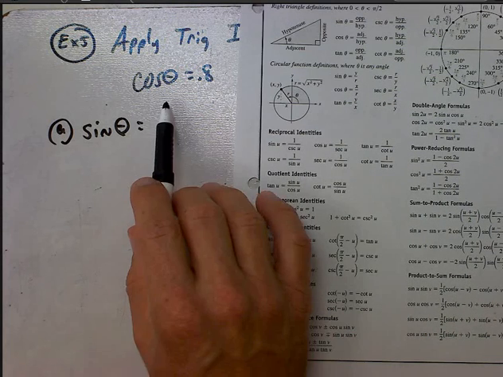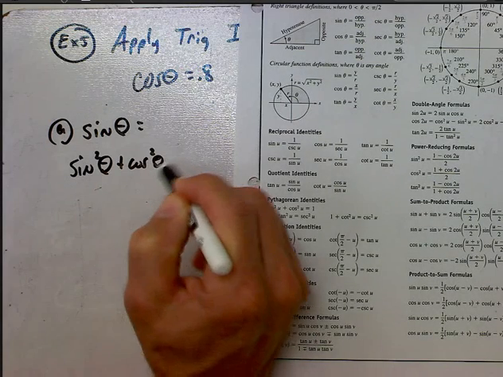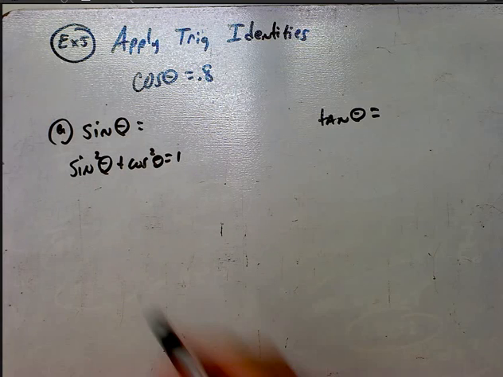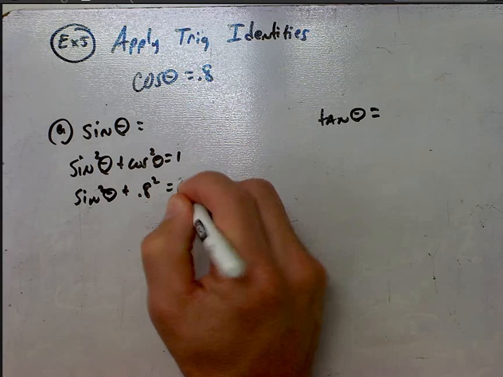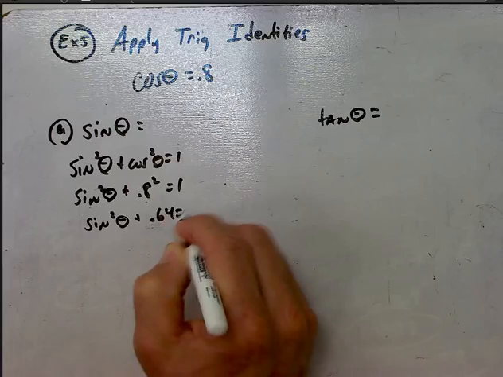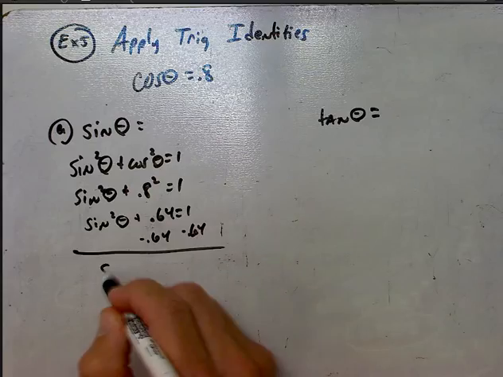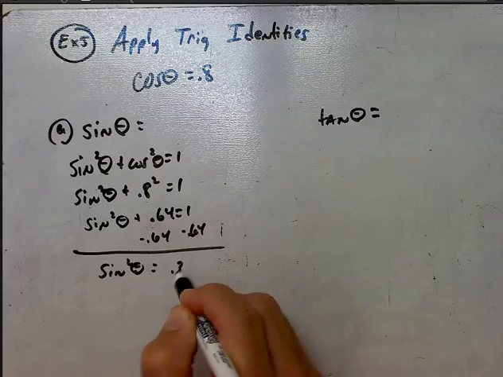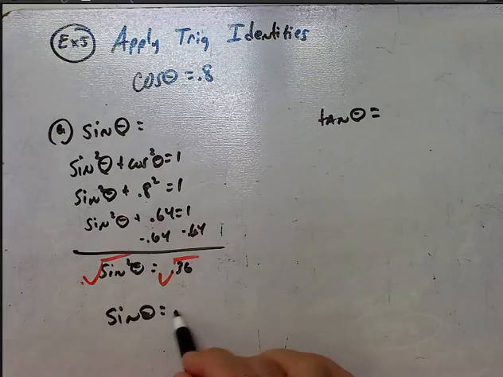I can find sine. So if I say sine squared of theta plus cosine squared of theta equals 1 as my identity, I know that the sine squared of theta plus 0.8 squared equals 1. Sine squared of theta plus 0.64 equals 1. Subtract 0.64 from both sides, and I get sine squared of theta equals 0.36. And then, if I square root both sides, I get the sine of theta equal to 0.6.